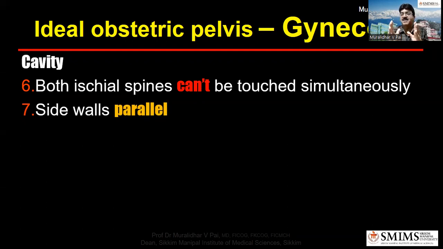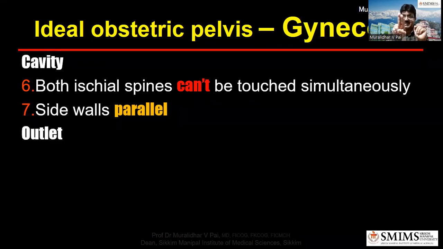So there are many points in the mid cavity, but it's not at all difficult. Sacrum is well curved above, downwards, and sideways. Sacrosciatic notch admits 2 fingers, and ischial spine is everted. I can't touch both the ischial spines together, and as I come down, side walls are parallel. So these are the points in cavity. Now we'll go to the outlet.